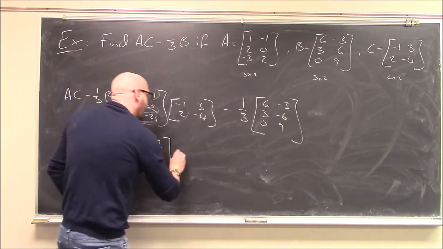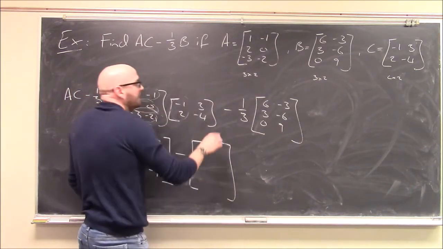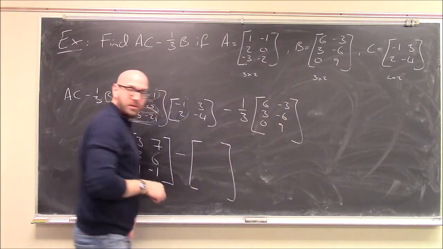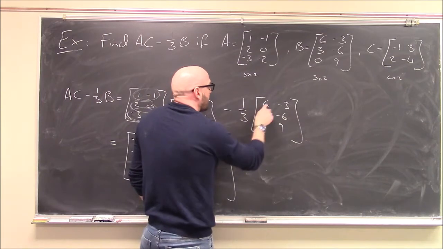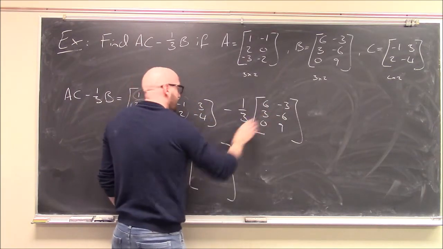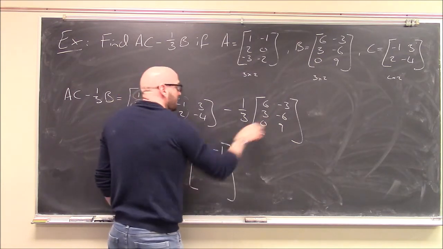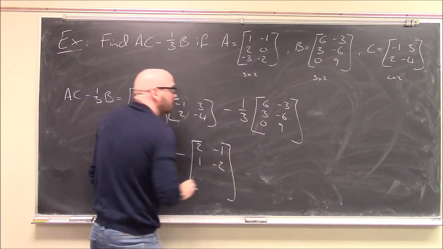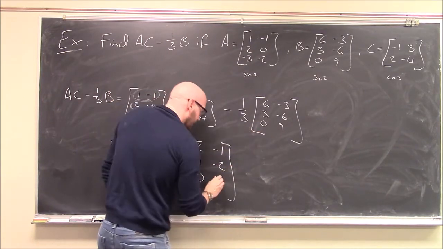And then we'll compute this 1/3 of B. Thankfully, every single entry in here is a multiple of 3, so we won't have to introduce any fractions. 6 over 3 is 2, minus 3 over 3 is minus 1, 3 over 3 is positive 1, minus 6 over 3 is minus 2, and 0 over 3 is still 0, and 9 over 3 is 3.